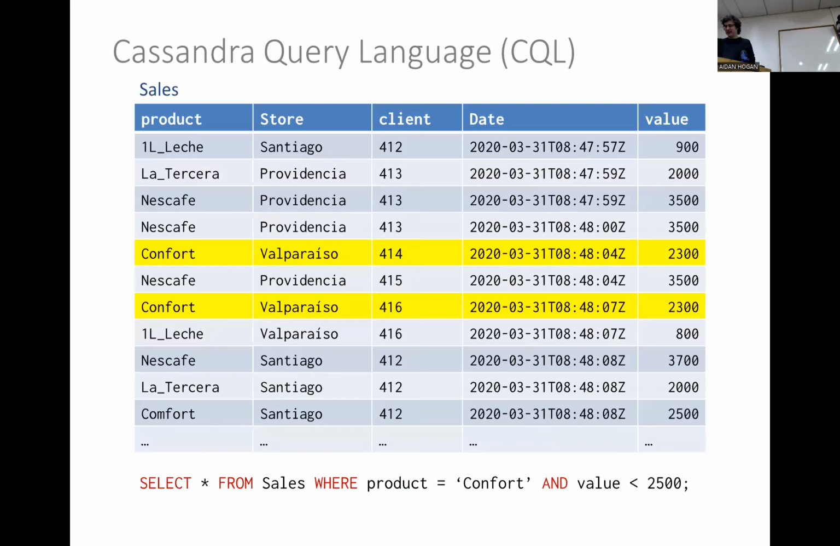As an example of a query in Cassandra, we have this SQL statement here: select star from sales where product equals comfort and value is less than 2,500. And we see here the rows that have been extracted. So this is a typical CQL query. It's basically like a very simple version of SQL.